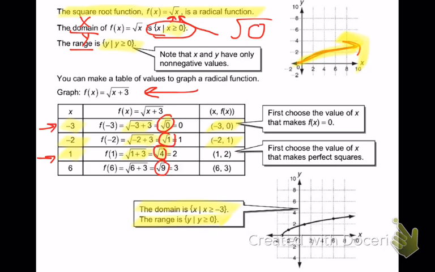So yeah, you're going to jump some values here. I'm going to pick the number 1 because then I get to 4. I'm going to pick the number 6. Why? Because 6 plus 3 is 9. I know what the square root of 9 is. So now I get my ordered pairs and I graph my function. So as we're going through here today, you're going to be picking some different values. All right? Pick values that are going to get you to perfect squares. It'll make everything a lot easier.